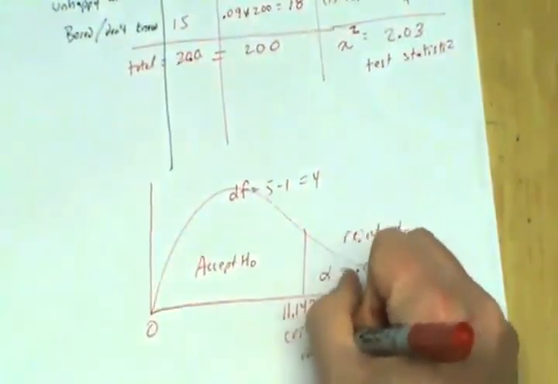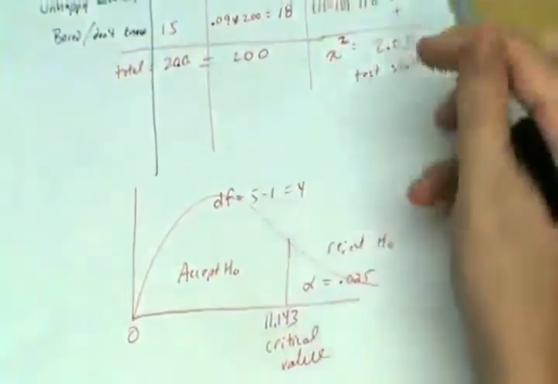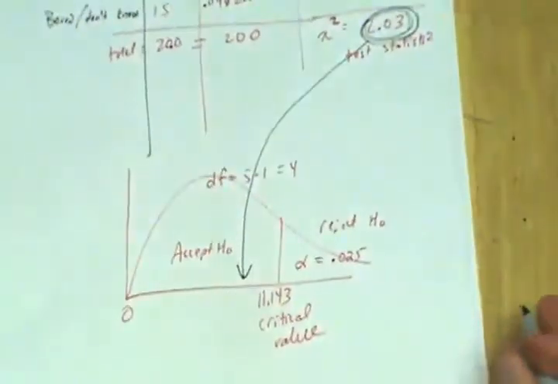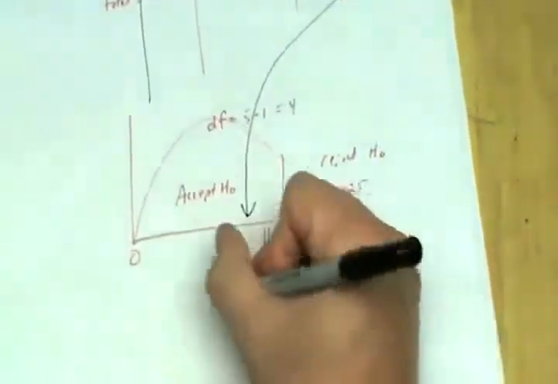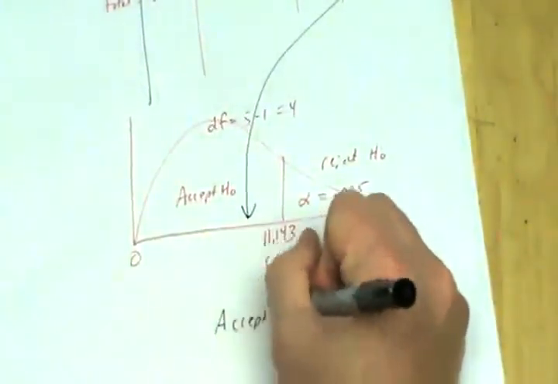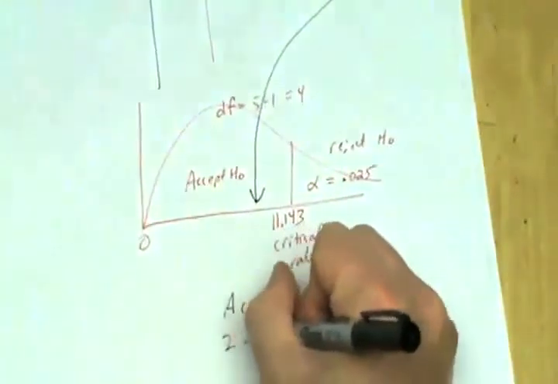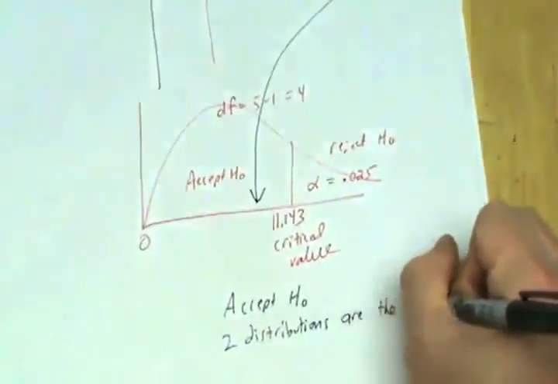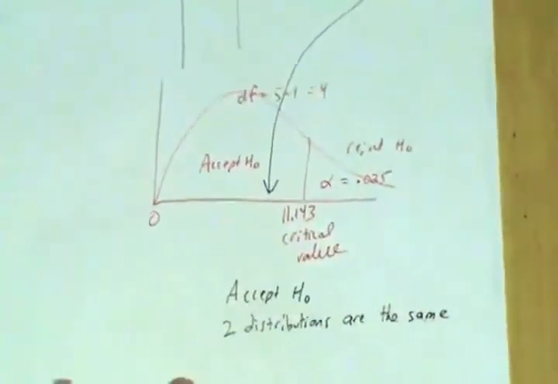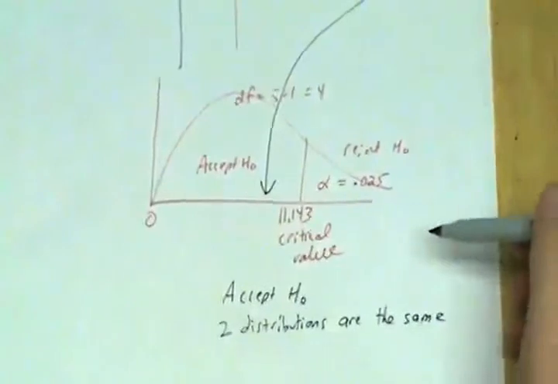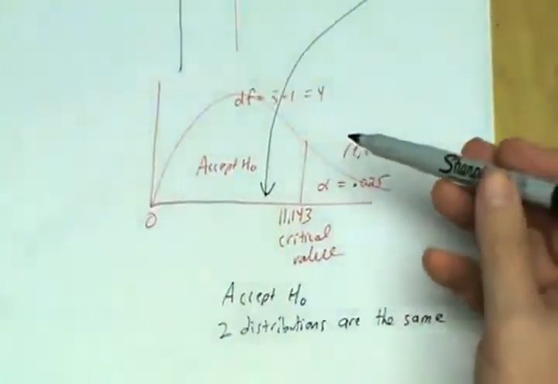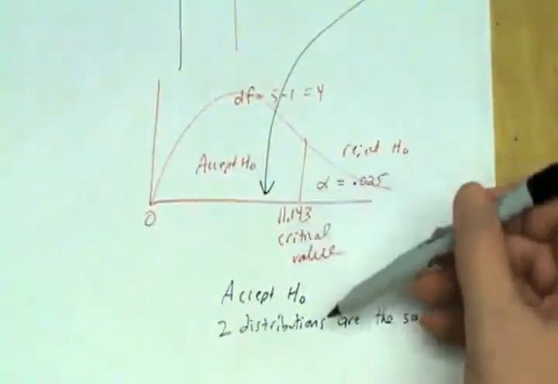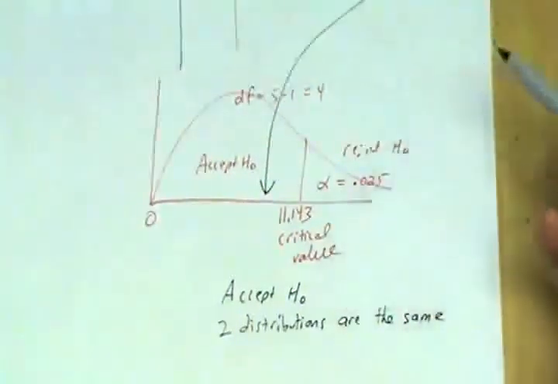That's our critical value. We have 2.03. That's going to lie left of the critical value, which is in the accept H0 region. So we're going to say the two distributions are the same. What we're saying is the personnel director has shown, based on his or her sample of 200 people, that locally the reason why people leave their jobs is the same as what is found nationally.